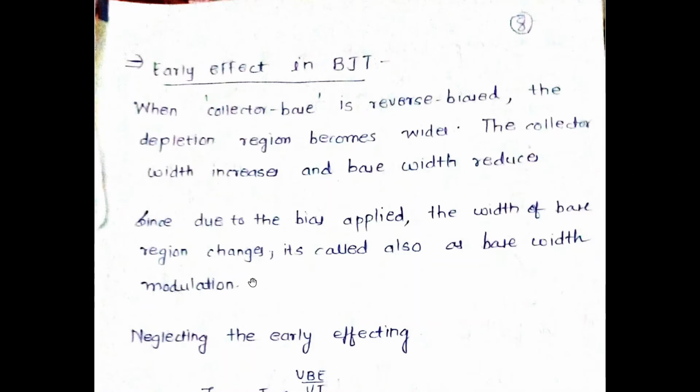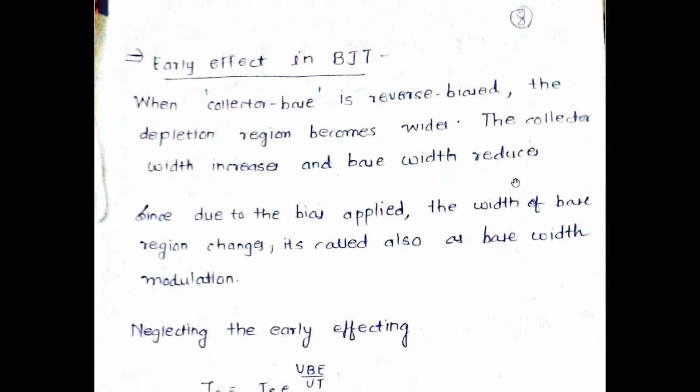it is called the base width modulation. That is something very important. So the early effect in BJT means that the collector and the base region are reverse biased, because of which the collector width increases and the base width reduces. Because of this change in the base width, it is also called the base width modulation. I hope I am very clear. So the early effect in BJT is also called the base width modulation because the collector and the base are reverse biased, the collector width will increase and the base width will reduce.